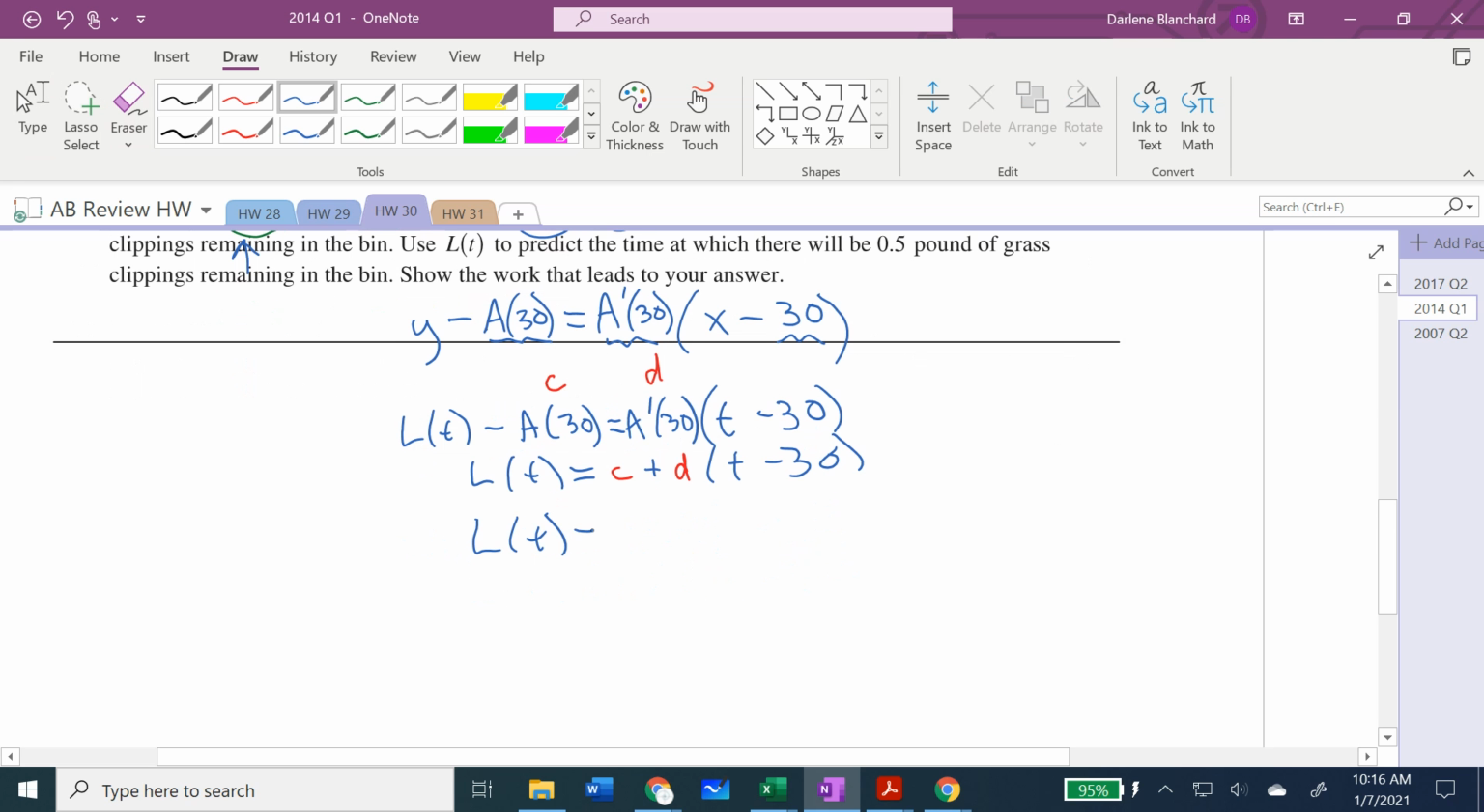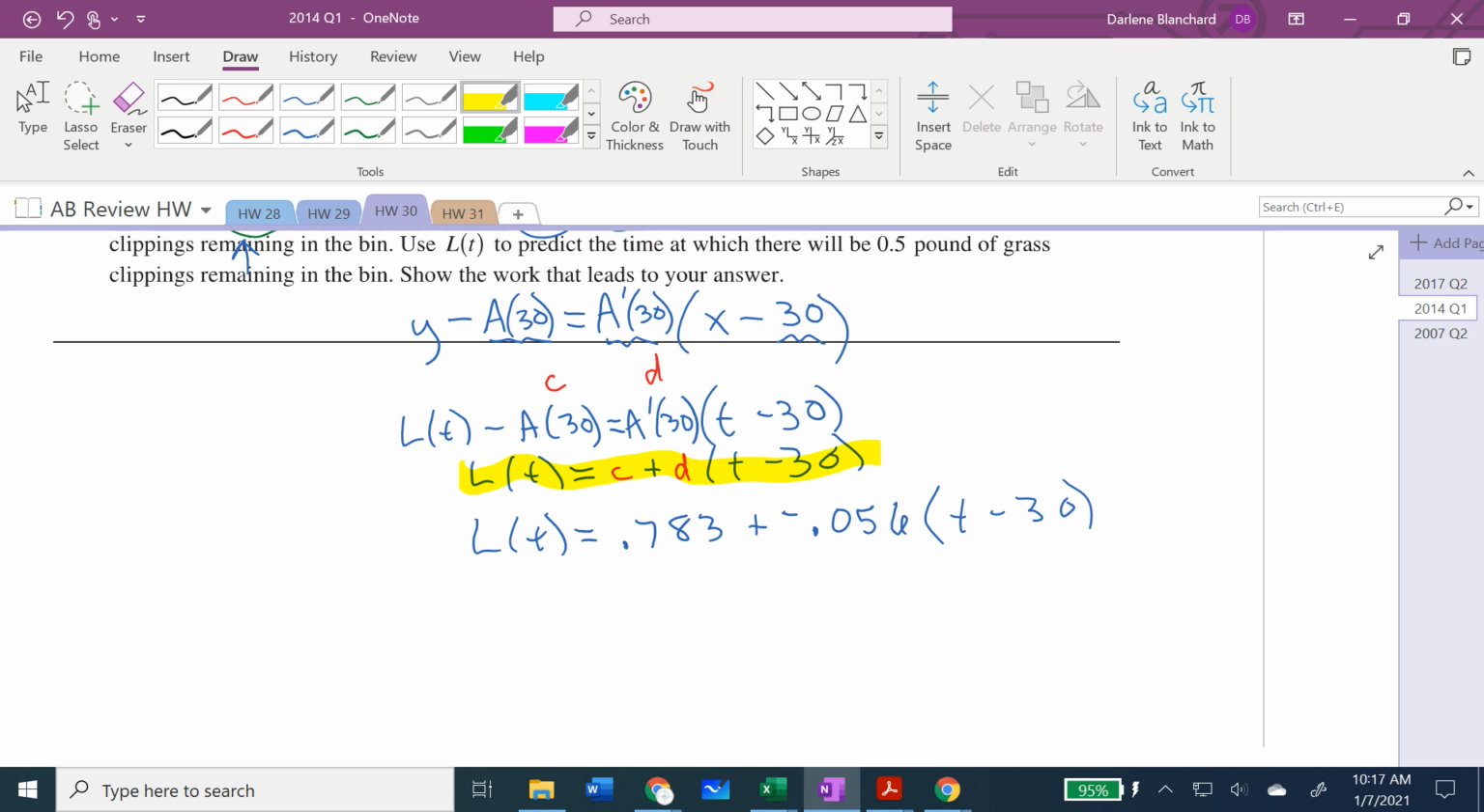I'm going to write L of t equals 0.78, and I'm going to round up to 3, plus, and then this other number was negative 0.05, and maybe I round up to 6. But in my calculator, I have the exact number. And then parentheses t minus 30. I'm going to highlight what I would say don't write this down on the actual AP exam, but you may want to put that down as a side note on scratch paper.